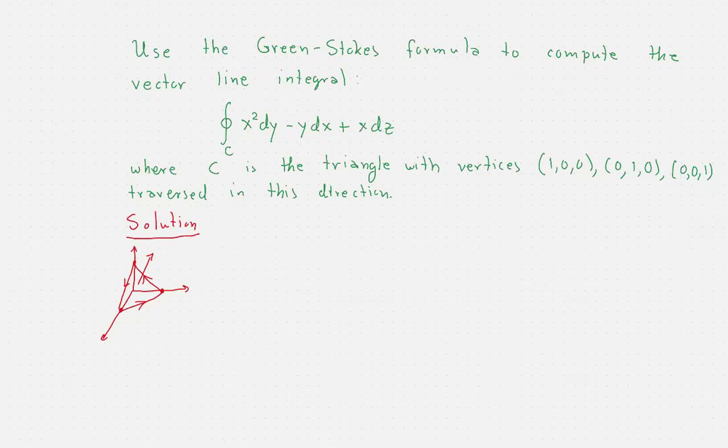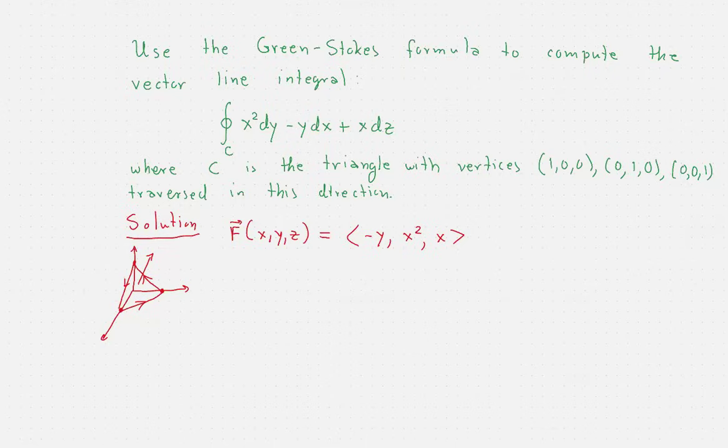So let's begin by identifying the underlying vector field. Whatever is sitting in front of dx is the first component, whatever is sitting in front of dy is the second component, whatever is sitting in front of dz is the third component. And you can see that the differentials have been listed in an unusual way in this vector line integral, but that's exactly what this should be.